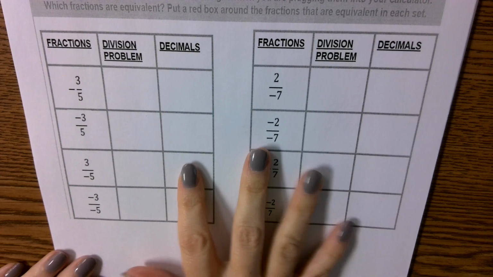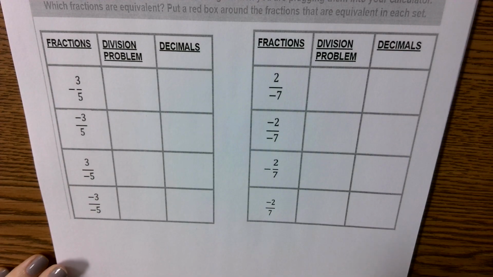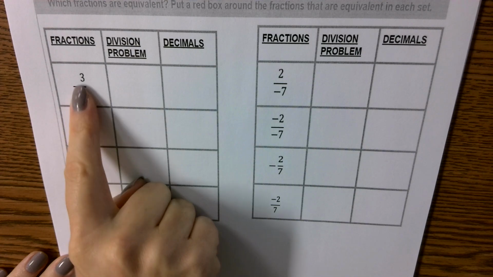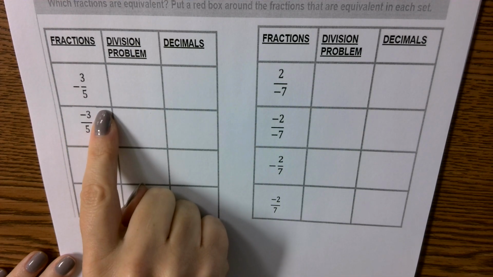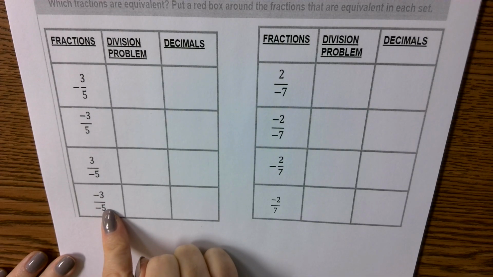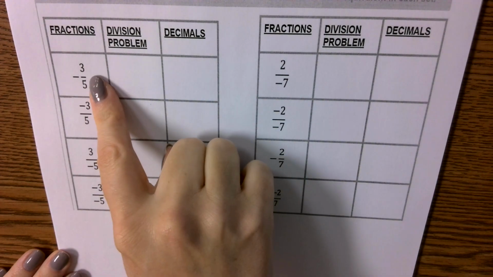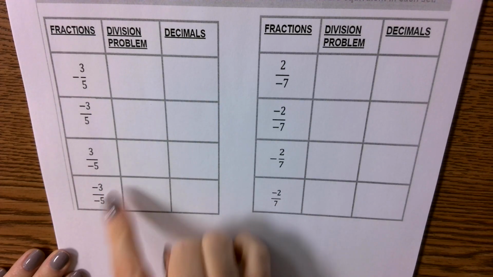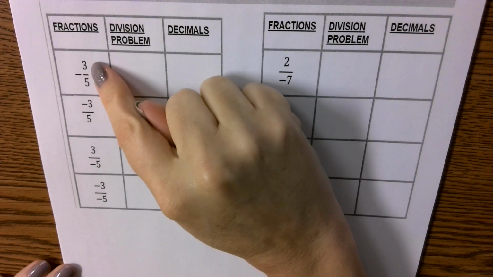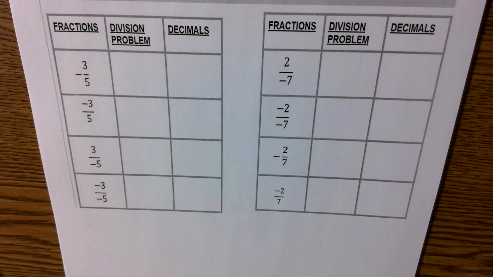A lot of people mess up on this when they're trying to identify which one of these fractions is not like the others. So when you're looking here, I have a negative 3/5, I have a negative 3 over 5, I have a 3 over negative 5, and then I have a negative 3 over negative 5. One of these is not like the other. Which one do you think is not like the other? A, B, C, or D? I want you to discuss with your table. If I were to label these A, B, C, and D, which one of these is not like the rest?